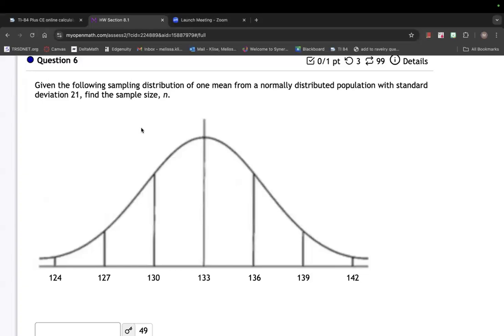I got lost. Okay. Where did I lose you? When I scrolled down to this problem. Yeah, when you scroll to whatever else, I got lost. Okay. So this diagram right here is the sampling distribution. This has the new standard deviation and this is the mean, but it represents the new standard deviation. So if I take 136 minus 133, I can see my new standard deviation is 3. And it gives me the population standard deviation is 21. So this is sigma. And it doesn't give me the sample size. I have to find that.